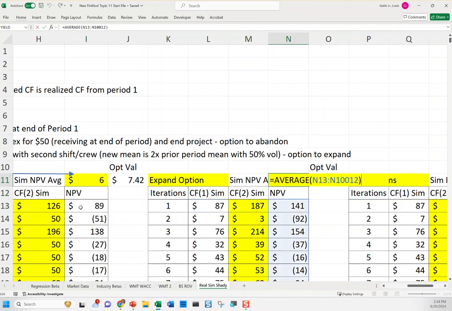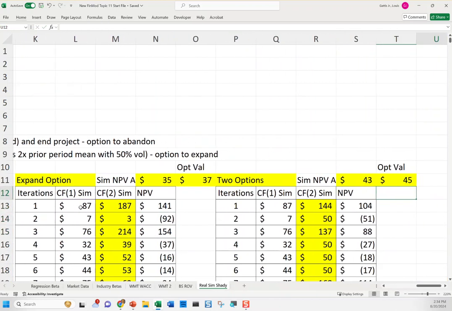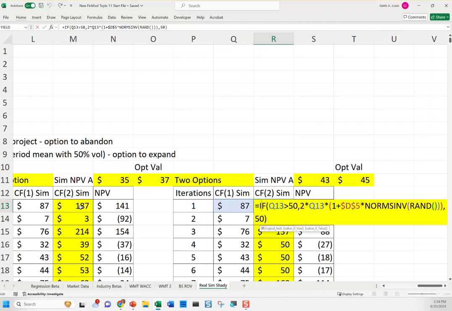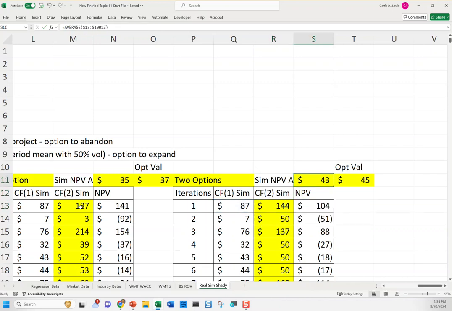That's really valuable. Look at that. The NPV now is 35, taking the NPV of both years. Now, the last thing is I put both options in, and it's all in this formula. If sales in the first year are greater than 50, double the staff. Otherwise, sell the truck for $50. So now I have both the option to expand by doubling the staff, and the option to walk away and get 50.